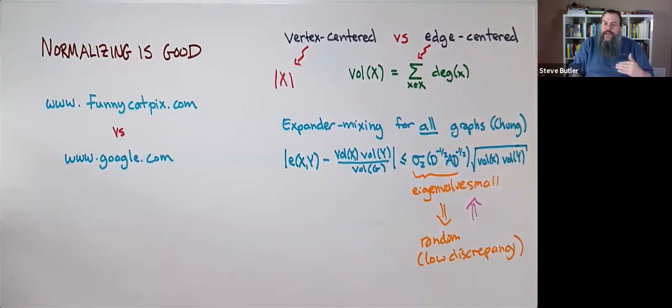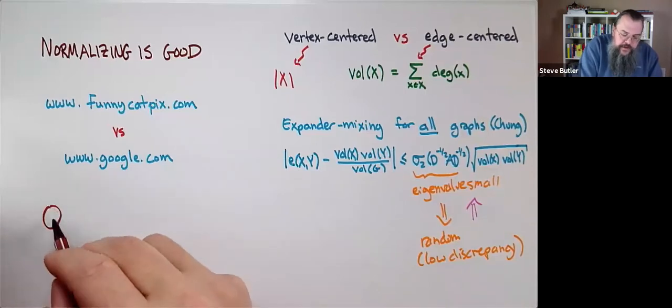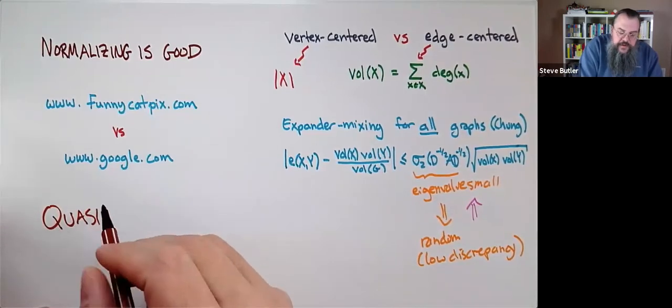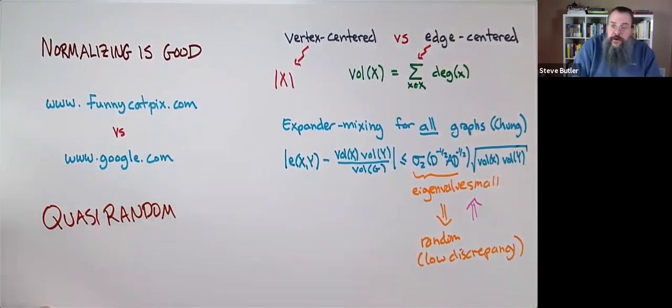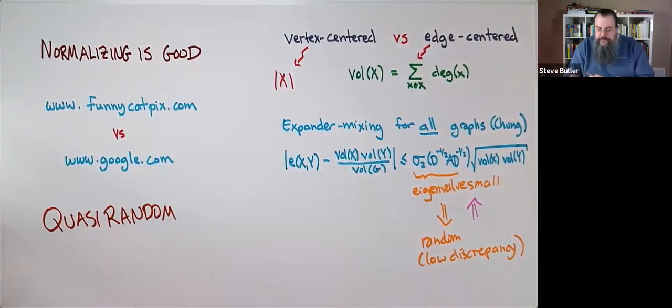So we see there's this interesting interplay going on, in that eigenvalues are telling us how well things can behave like a random thing. So there's this wonderful idea called quasi-random, which was introduced in the work of Fan Chung and Ron Graham.